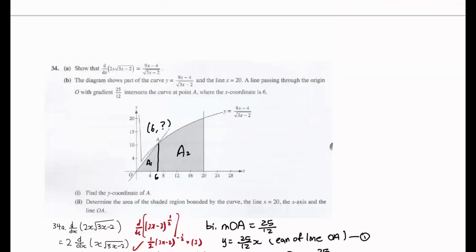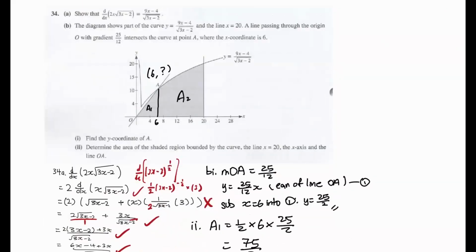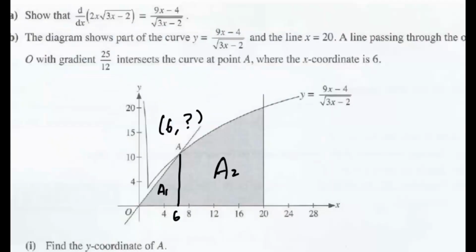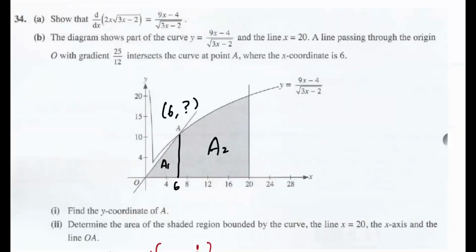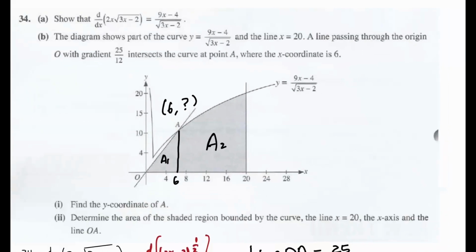Part B. The diagram shows part of the curve y equals 9x minus 4 over square root 3x minus 2, and the line x equals 20. A line passing through the origin O with gradient 25 over 12 intersects the curve at the point A, where the x coordinate is 6. Okay, good. So here there is a rather funny looking curve going on.